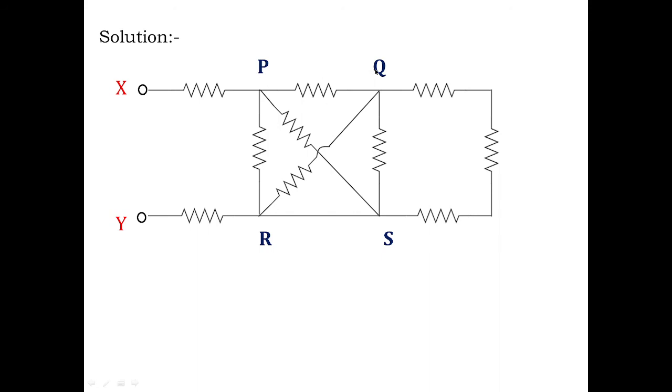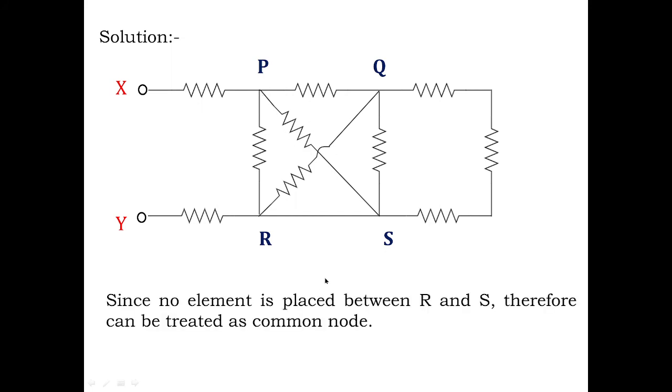From P to Q you have one resistor, from P to R you have another resistor, and also from P to S you have another resistor. So all the resistors are placed between the given points. One thing you need to concentrate on here: there is no element between R and S. So since no element is placed between R and S, it can be treated as a common node. I am treating this RS to be a common node.